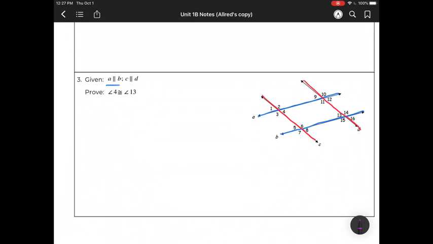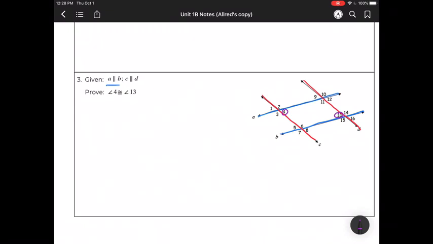And so as we work towards our proof, let's look at what we're trying to say. We want to prove that angles 4 and 13 are congruent to each other. Now here is the problem with that. 4 and 13 do not have anything in common. They don't share any sides. They are not along the same transversal. They do not fit any one angle pair relationship.